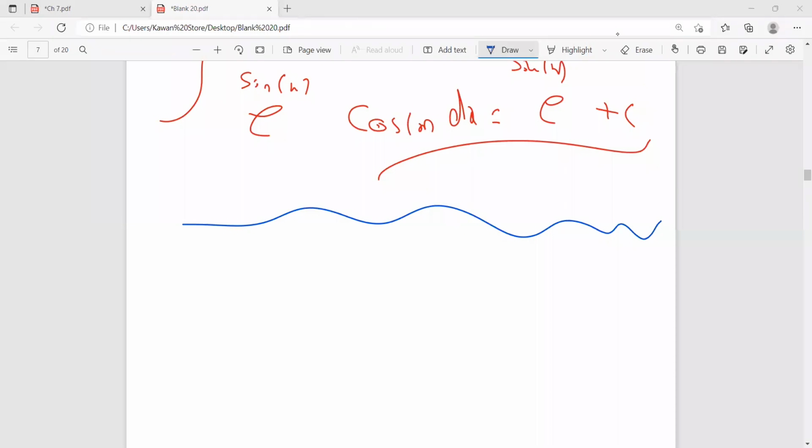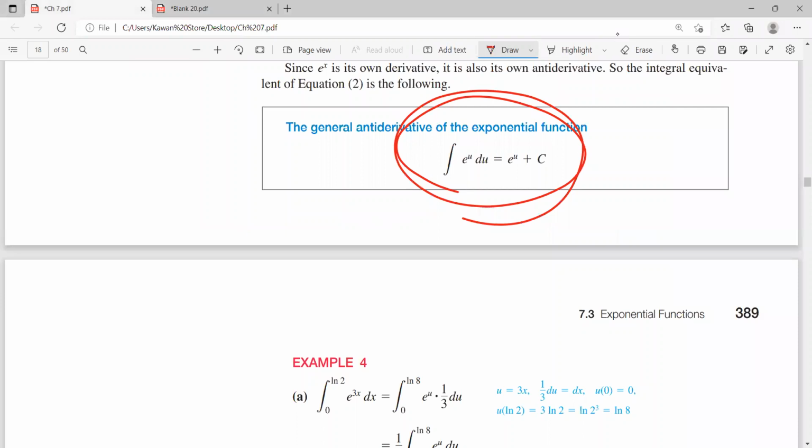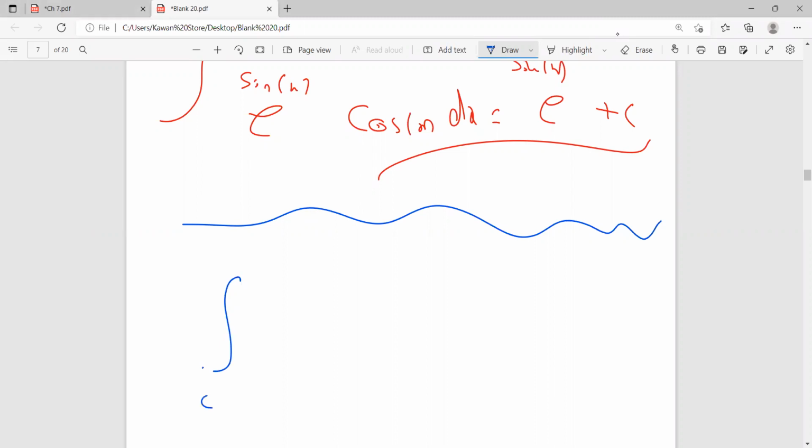Hello again. Look here. I'm going to solve this example as an application of the previous one. We have e to power 3x dx from 0 to ln of 2. If you know how to solve that one, you don't need to study at home.